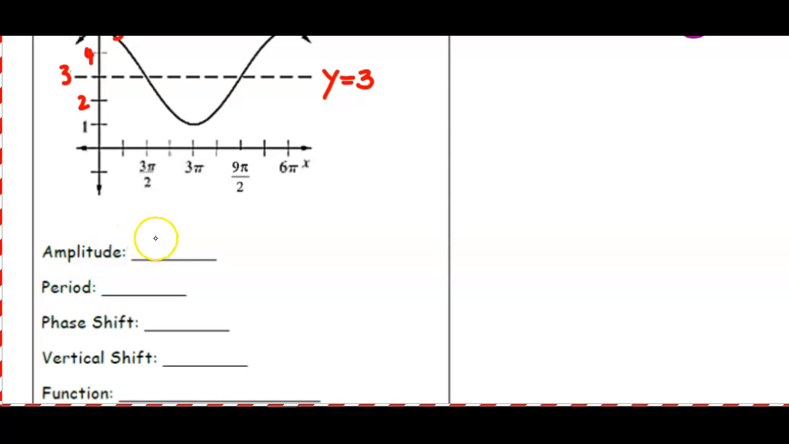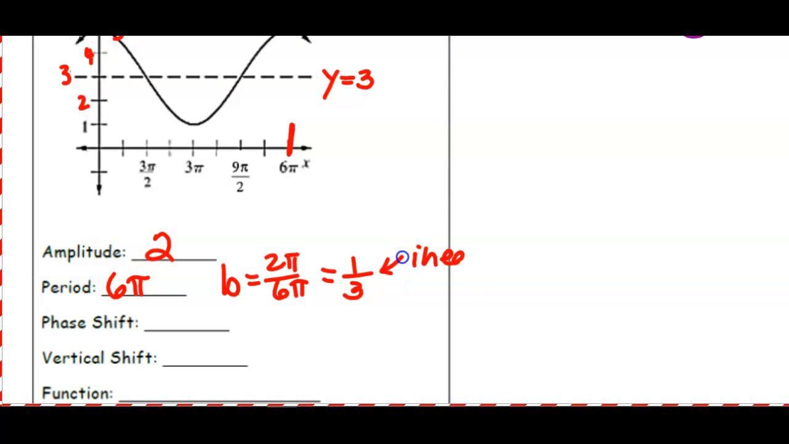The amplitude here was 2. Now, the period from here until it hits a peak is 6 pi. Even though we're not graphing this as a cosine, that is one complete cycle. So the period is 6 pi, and b is going to be 2 pi divided by 6 pi, or 1/3. That's what we're going to put into the equation. 6 pi doesn't go into the equation, the 1/3 does.